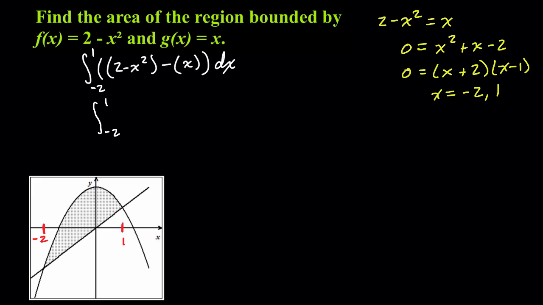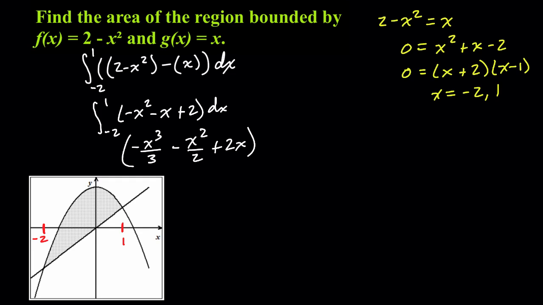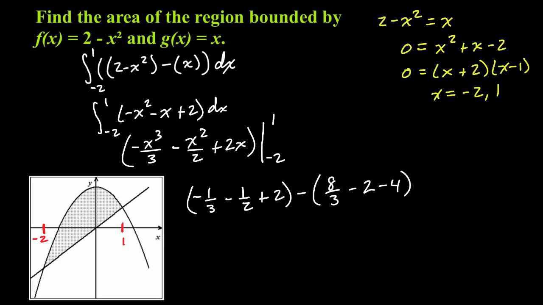Integral between -2 and 1 of -x squared minus x plus 2 dx, which will give you -x cubed over 3 minus x squared over 2 plus 2x, evaluated between -2 and 1. So substituting 1 in, you're going to get -1/3 minus 1/2 plus 2 minus, and that's going to give us positive 8/3 minus 2 minus 4.